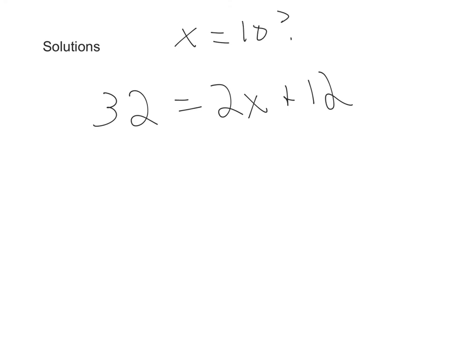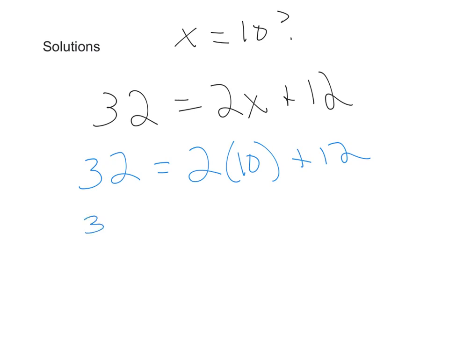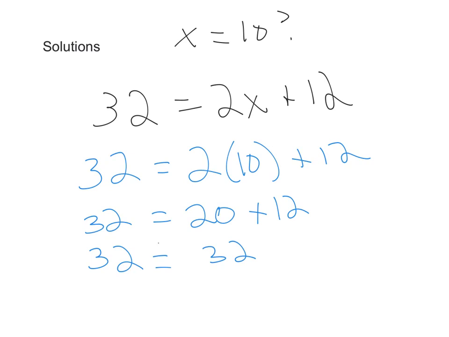So I'm going to test it again. Let's see. 32 equals 2, and instead of the x, I'm going to write 10, plus 12. 2 times 10 is 20, so 32 equals 20 plus 12. 20 plus 12 is 32. Does 32 equal 32? It does. There is a true equation and a true solution, 10.